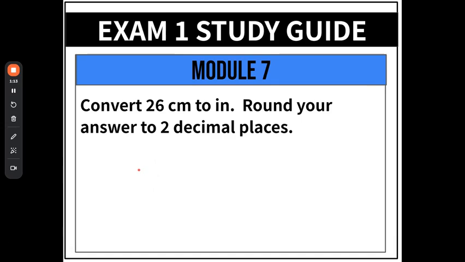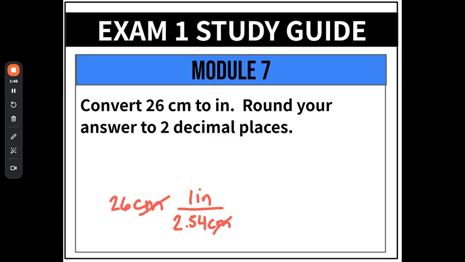Convert 26 centimeters to inches. Round your answer to 2 decimal places. Okay, so let's start with 26 centimeters is what we have. We want to go to inches. Now, if you'll take a look at your conversion chart, there is a conversion on there that says 1 inch equals 2.54 centimeters. So I'm going to put the centimeters on the bottom because I want the unit of centimeters to cancel out. So 2.54 centimeters over 1 inch.